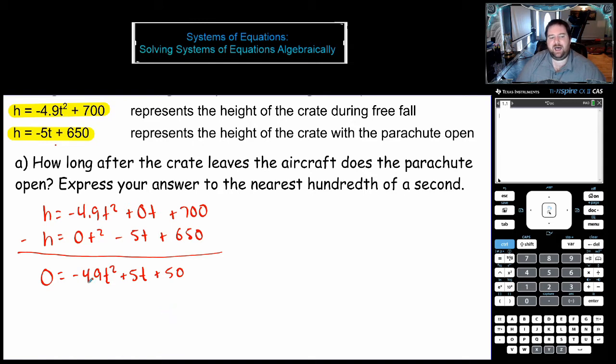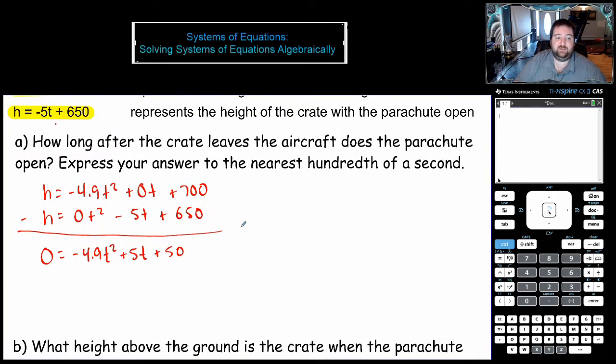All right. So this doesn't look like it's going to be all that fun to factor because of this decimal in the a value. It also doesn't look like it'd be that fun to complete the square. So I'm just going to use the quadratic formula. I'm going to skip right to that. So let's do that over here. We want negative b plus or minus the square root of b squared, so that's 5 squared, minus 4a, which is negative 4.9, c, which is 50. And this is all over 2 times a, so negative 4.9.